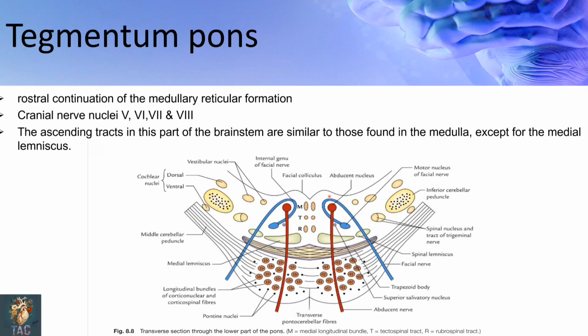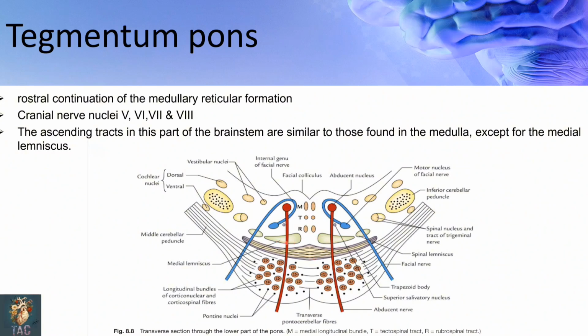So this is the cross section at the level of the facial nerve. Also you can see this one is the nucleus of the abducent nerve, which exits from the anterior aspect as well. So these are the cranial nerve nuclei which are present over here alongside.